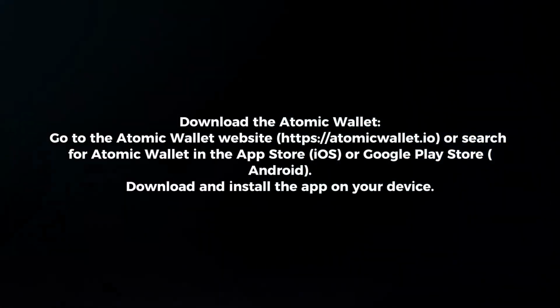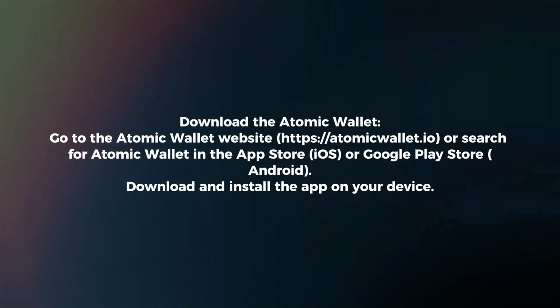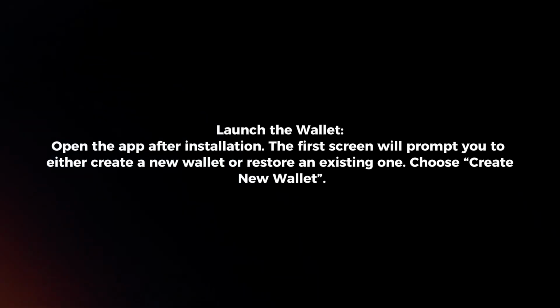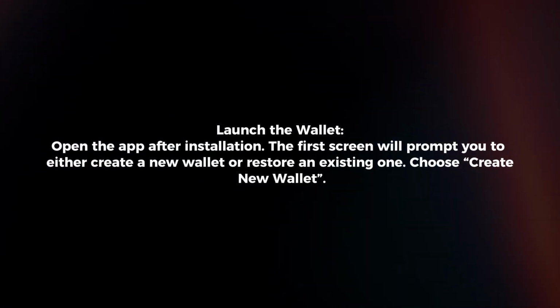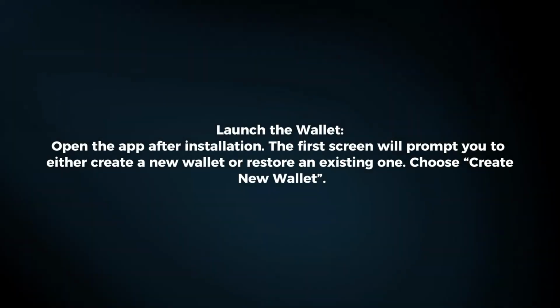Download the Atomic Wallet. Go to the Atomic Wallet website or search for Atomic Wallet in the App Store or Google Play Store. Download and install the app on your device. Launch the wallet. Open the app after installation. The first screen will prompt you to either create a new wallet or restore an existing one.